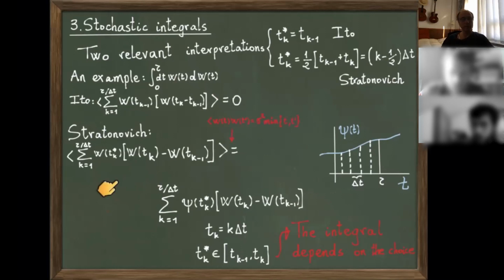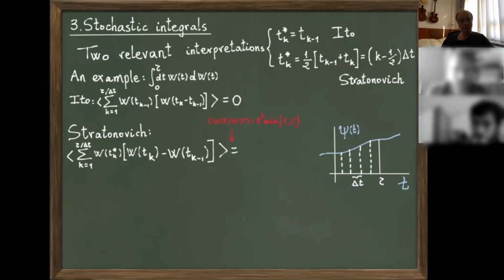So now if I go to this guy, what is the minimum? tk star is the middle point. tk is the last point, and tk minus 1 the first point. So here, the minimum is tk star. So then I have the first is sigma squared tk star. This is this average, okay? And now minus this average.